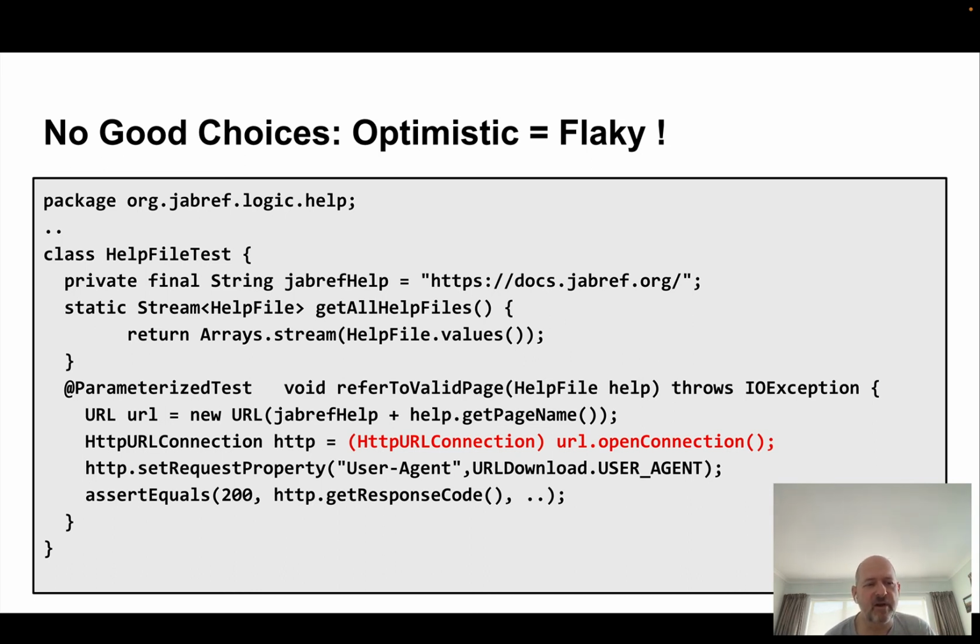So the first example I have here is a standard test that opens a URL connection. And it just goes with it, but if the network is not available, that test will basically fail, so flakiness will occur. So that's really the scenario we are addressing.